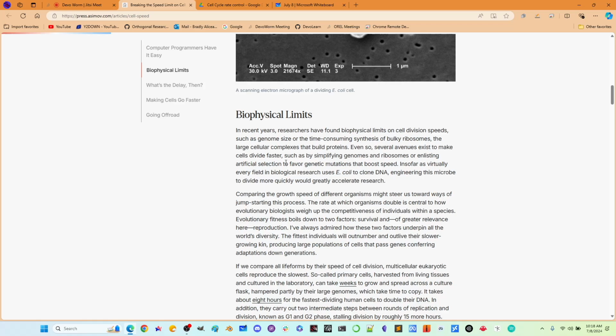And so, making cells divide faster, such as simplifying genomes or ribosomes or enlisting artificial selection to favor genetic mutations that boost speed, are maybe pathways forward, but it's not clear that that's something that you can really speed up that much. So, we might be able to speed up cell division a little bit, but not really at orders of magnitude.